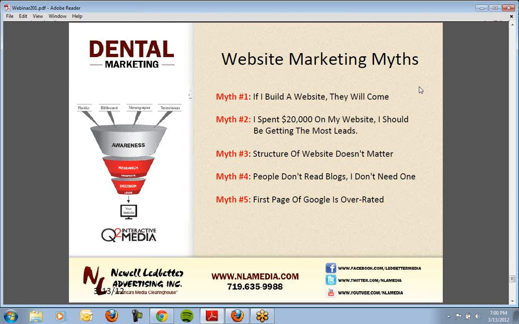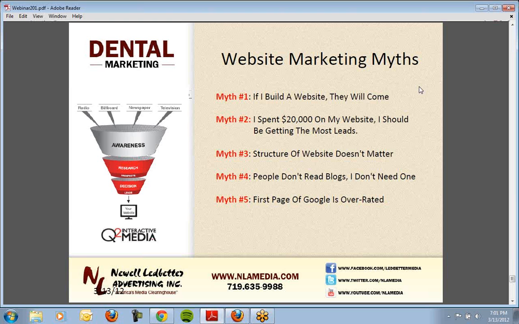Myth number 4, people don't read blogs, I don't need one. Well, people may not go to your website and say, wow, I just want to see what they're writing about. But search engines do. Part of the new algorithm with Google is seeing how frequently you publish online. And one of the things that we need to realize is there's a fine line between marketing to Google and marketing to the consumer. In my opinion, we need to do 50-50. We need to create and develop content that's search engine friendly, as well as visually friendly and appealing to the consumer. If you can have that 50-50 balance, you're definitely going to win online.